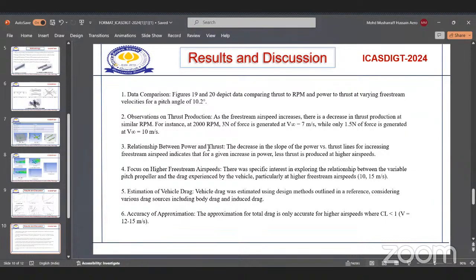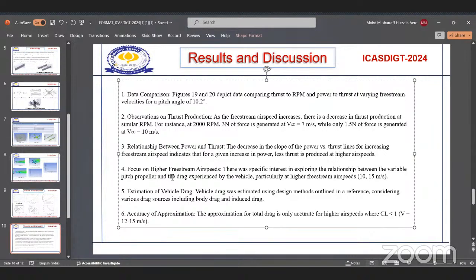Relationship between power and thrust. The decrease in the slope of the power versus thrust curve for increasing free stream airspeed indicates that for a given increase in power, less thrust is produced at higher airspeed. It means that when the airspeed is very high, the biplane needs only less thrust. The motor has to produce only less thrust, and after that, the wings will generate the lift. It means that we can increase the efficiency when the aircraft is at high altitude.